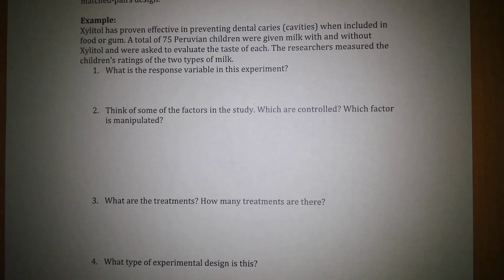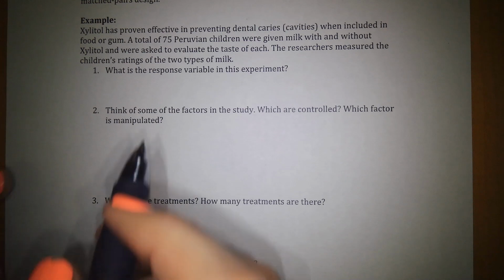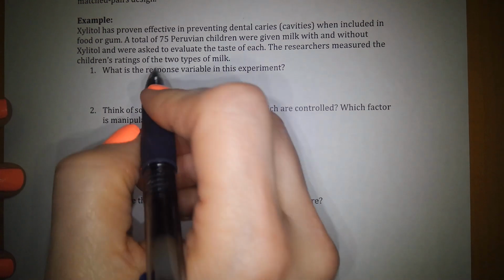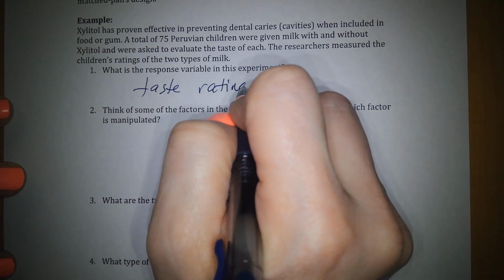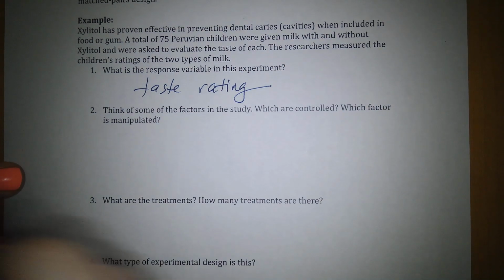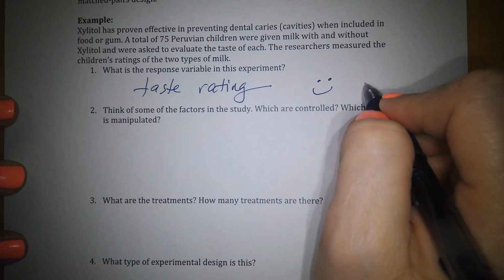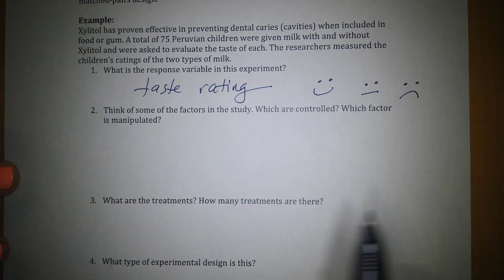Now notice, cavities really had nothing to do with this question. What we were doing is giving children milk with or without the xylitol in the milk. We asked them just simply to evaluate the taste. So the response in this case is the taste. Maybe it was a rating, maybe for the children we rated it from good, middle to bad, or maybe it was a 1 through 5 sliding scale.